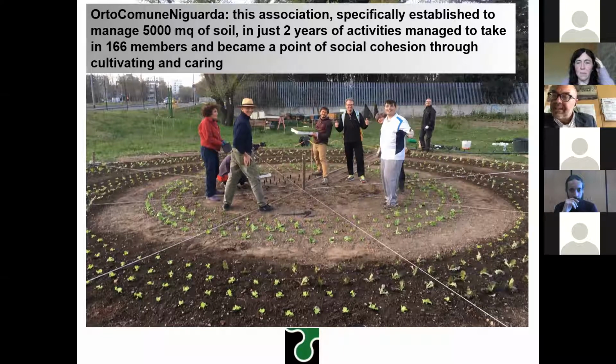That is a very, very interesting experiment and a symbol of the capacity of the citizens to work together and to transform the care for the land into a very urban fact.